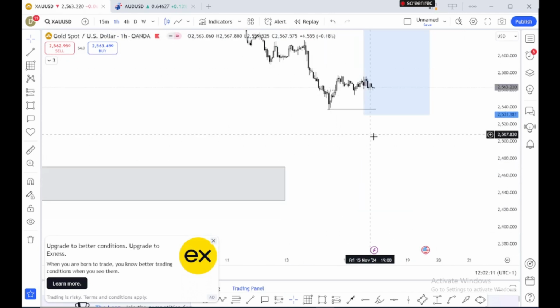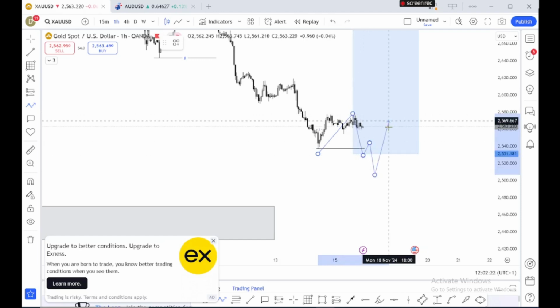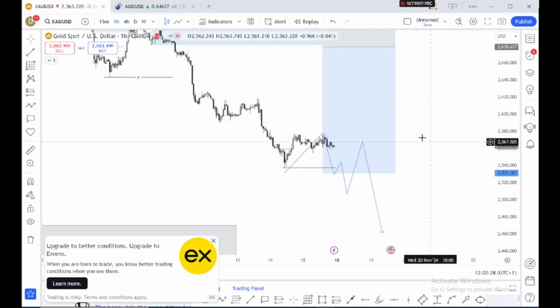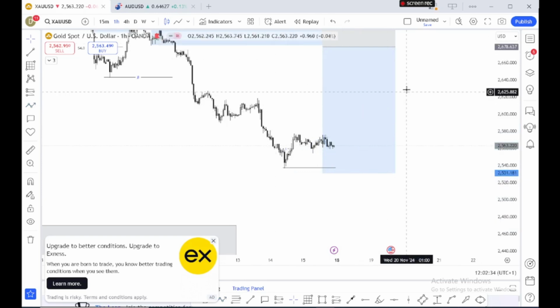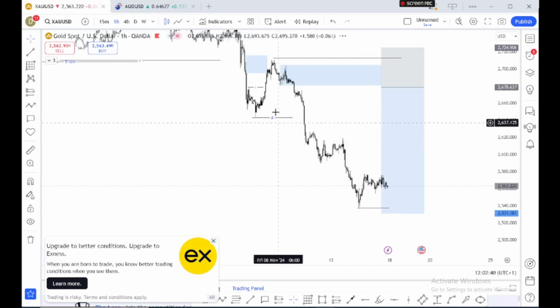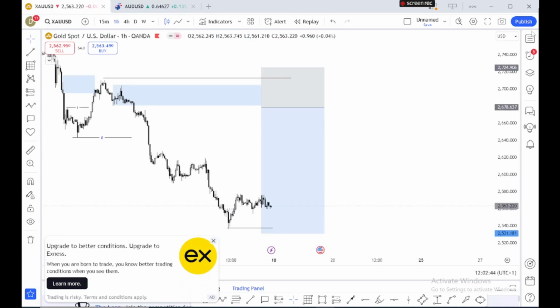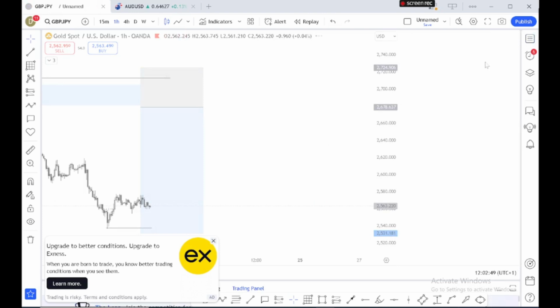But if this happens and market breaks down like this from here, because inducement has been taken out, if market breaks down like this, then this level must be protected. So anything like this, I will sell again. So that means this trade will be invalid. So I'll be looking for another setup. But as it is now, this is what I'm expecting on USD and gold. So let's move on to GBPJPY and let me show you what I was expecting on GBPJPY.